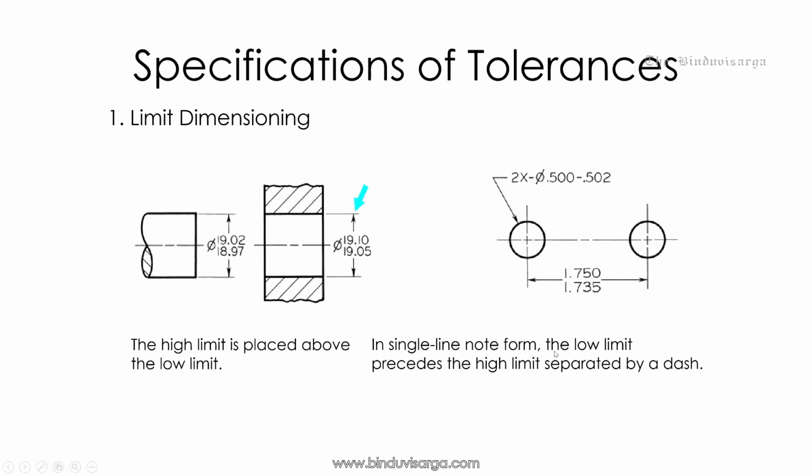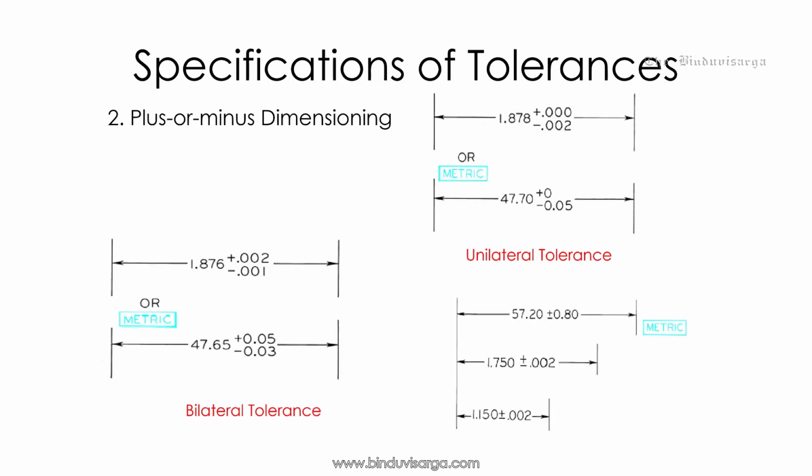And in the next example, where we have single line note form, the low limit precedes the high limit, separated by a dash. Moving to the next specifications, now we have plus or minus dimensioning. Here we have two different types: unilateral tolerances and bilateral tolerances.